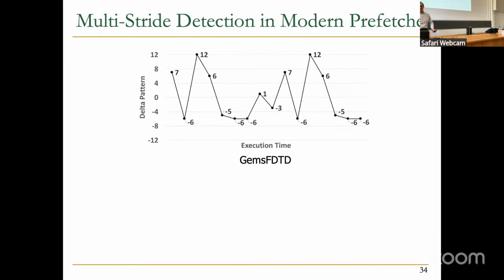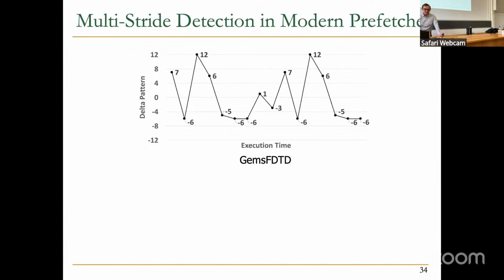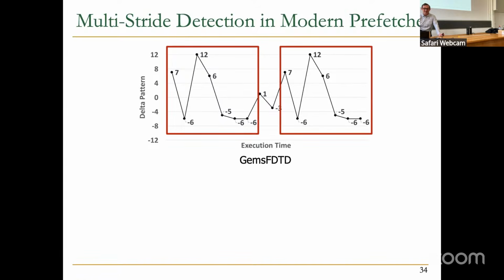Let's look at one pattern. You have multiple strides. Multiple strides is similar to this: +1, +2, +3, +1, +2, +3. That's repeated. This is one example from a real application of how the stride changes across execution time. It could be a single load, it could be across different loads, doesn't matter. Essentially, you can see that there is some regularity, right? After you see 7, you see -6. After -6, you see 12. So you can correlate between the addresses that you see consecutively.